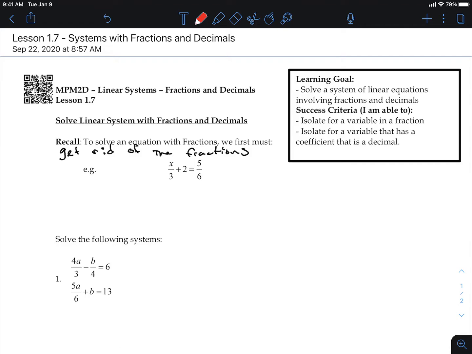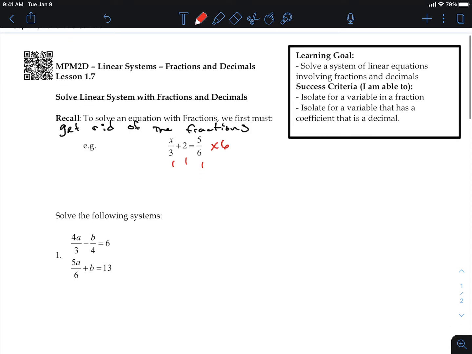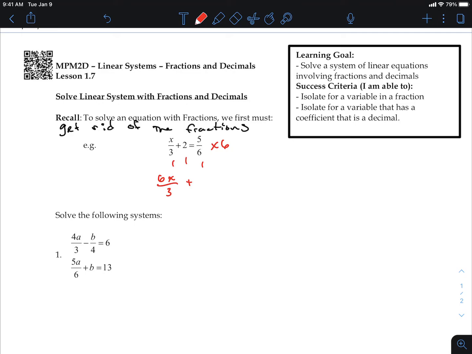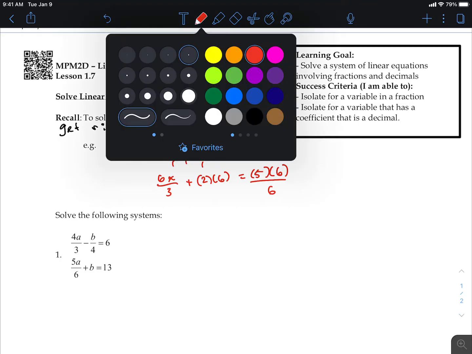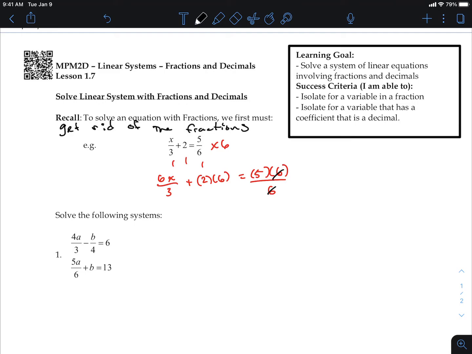Okay, so I like the suggestion of multiplying by 6. You have 3 pieces. Each one of them has to be multiplied by 6. So if I multiply 6x by 3 plus 2 times 6 is equal to 5 times 6 divided by 6. Magically, the 6's drop out from that side. So we're going to get 5 on the right, and then you're just doing math on the left, right? 6 divided by 3 is what? 2x plus 12 is equal to 5. That looks a lot nicer. That's something I can work with now, right?